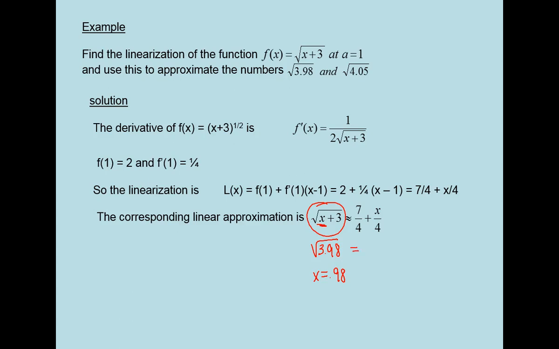So if we're going to let x equal 0.98, we would let x equal 0.98 on this side also. So we'd plug in 0.98 for x, and that would be our approximation for the square root of 3.98. And again, it's because we linearized this function around a equals 1. So this would be appropriate to use for values very close to 1. And 0.98 is very close to 1.